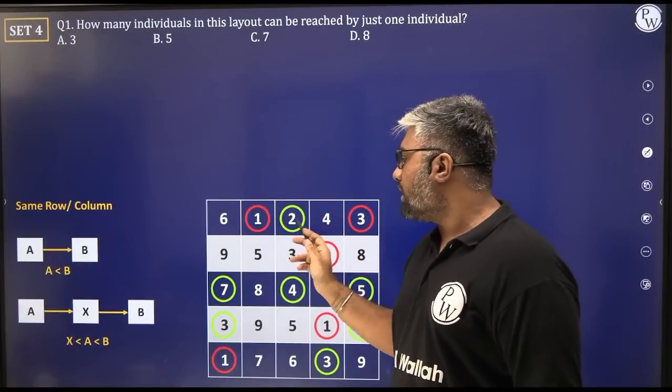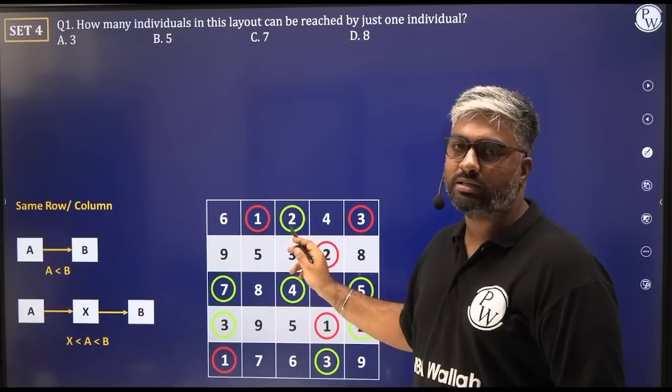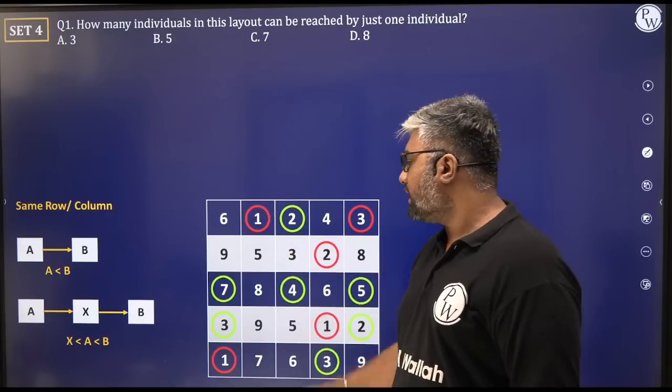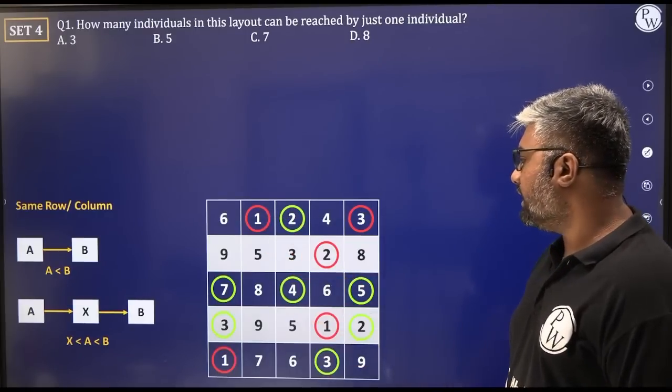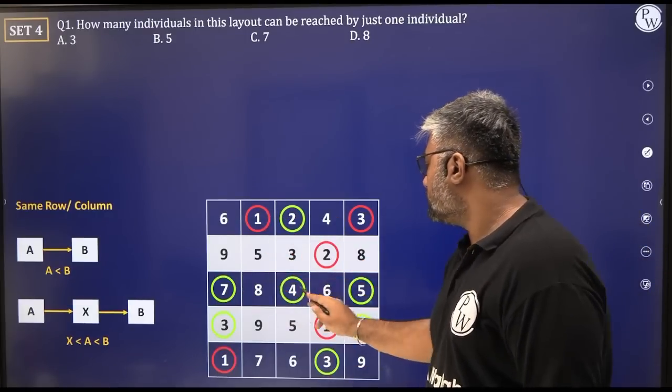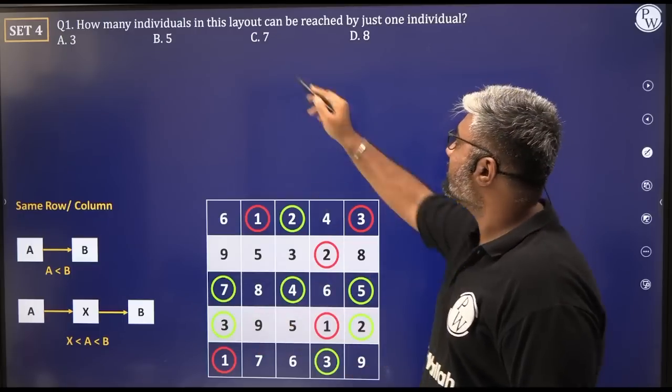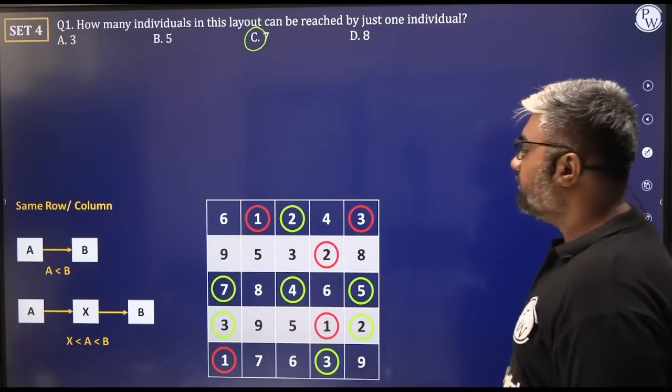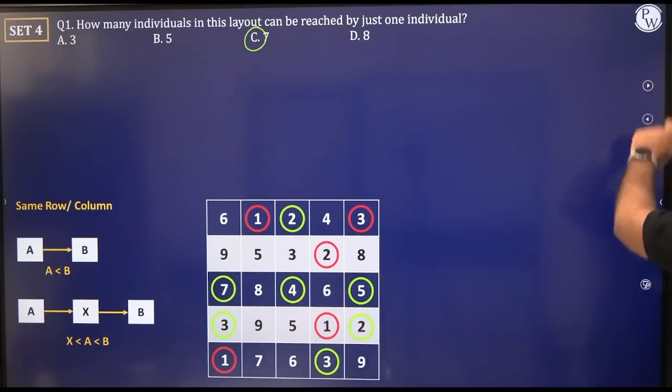Anything that I have not marked, so red is 0, green is 1. Anything that I have not marked is greater than 1. So we're going to deal with it later. Okay. So again, 1, 2, 3, 4, 5, 6 and 7. 7 was our answer for the first question. We are on the right track. Let's go to the second question now.